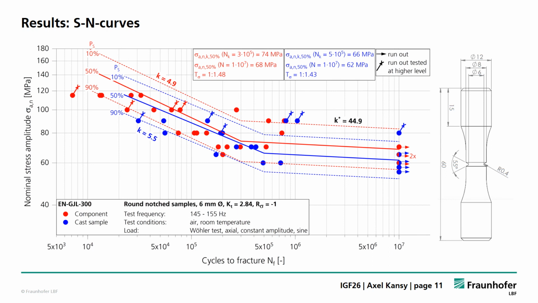Here we can see the S-N curves for the notched specimens. Again, we have very parallel slopes of the S-N curves with similar fatigue strength at the knee point and at 10 million cycles, and we have a comparable scatter ratio.